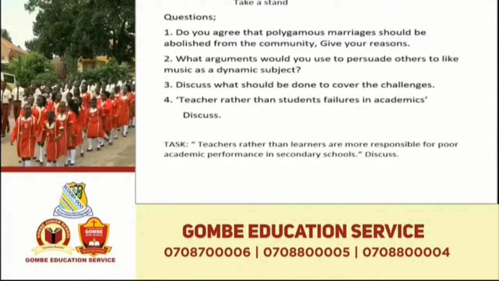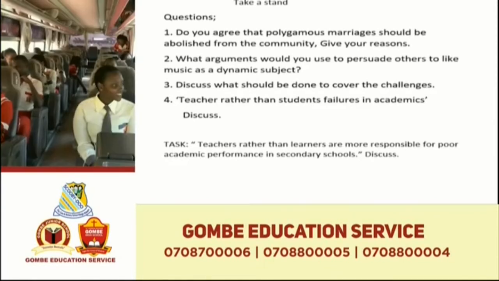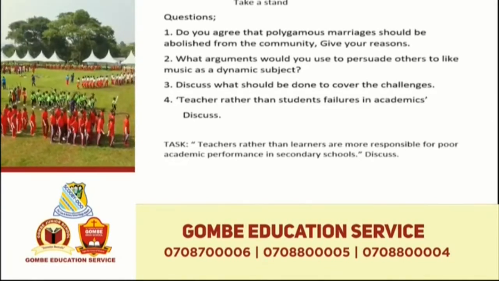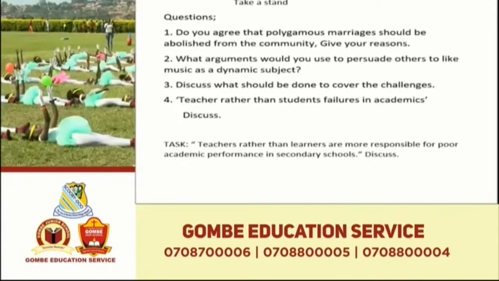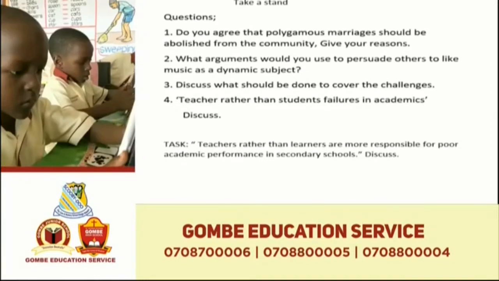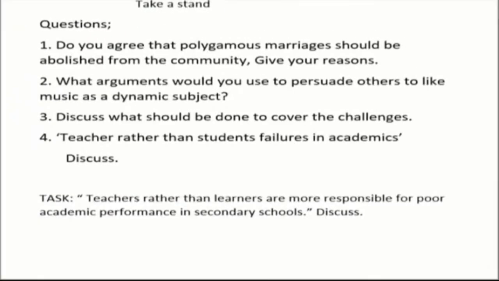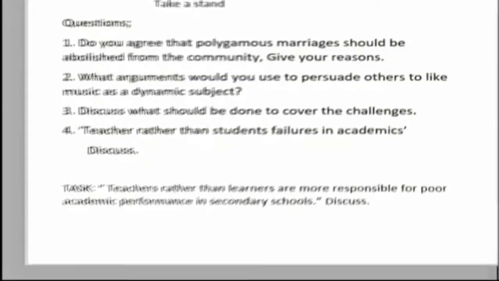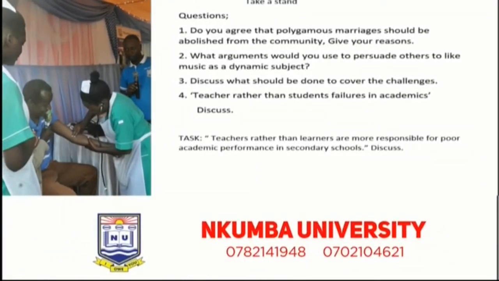teachers rather than learners are responsible for academic failure. Teachers rather than learners are more responsible for poor academic performance in secondary schools. Actually, that's what we're going to look at today. It is in quotation marks, and then we have discuss at the end. Teachers rather than learners are more responsible for poor academic performance in secondary schools.